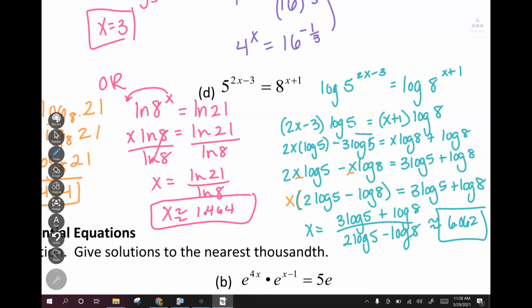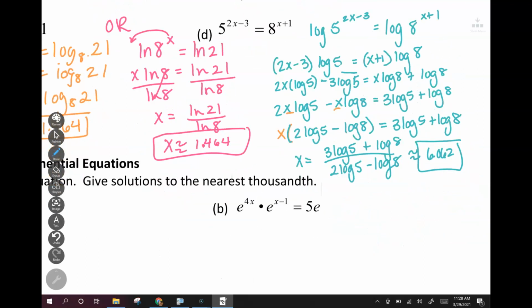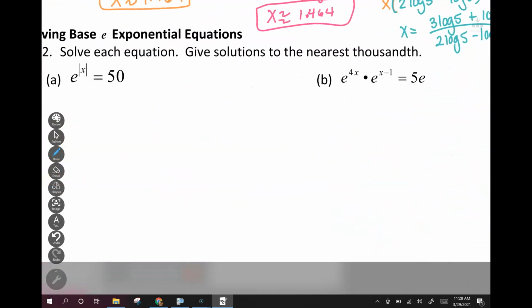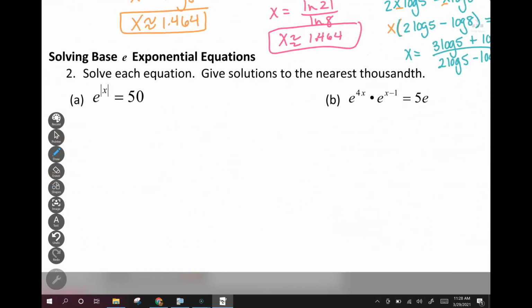All right, yeah, that one was a little challenging, but doable, right? We took the log of both sides to get those exponents down, and then we distributed our logs, moved the terms that have an x to one side, and we factored those x's out so that we could divide by what was remaining. And that gave us our answer. All right, let's try some with the base e, some exponential equations with base e.